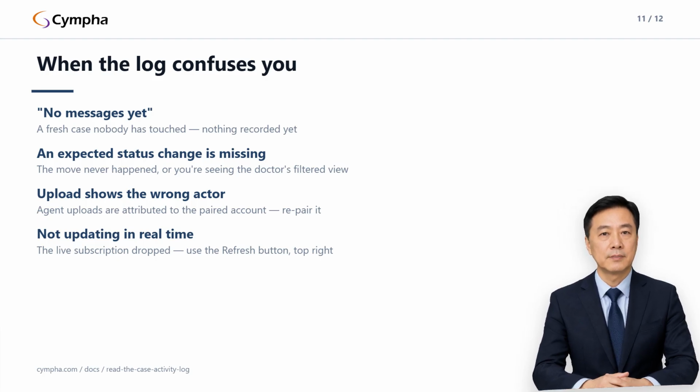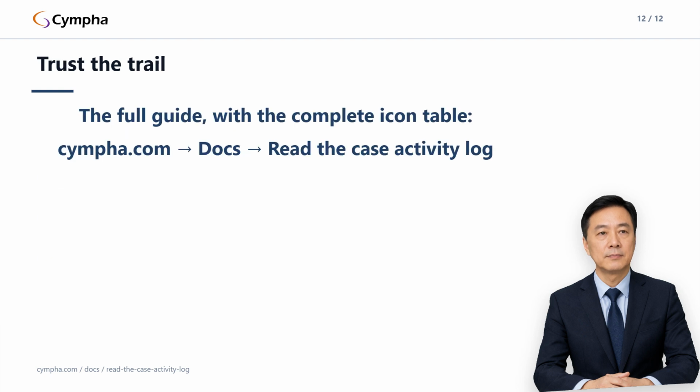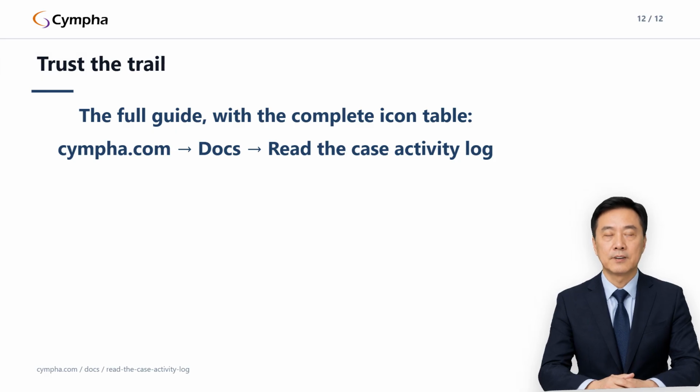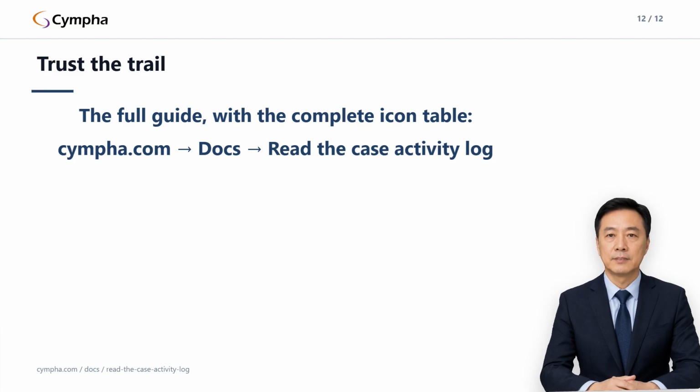So that's the activity log. Always on the case, always in order, never rewritten. Read it top to bottom when you want the story. Scan by icon and color when you're hunting one event. Blue arrows for status changes, upload icons for files, mail and green-eye badges for what the customer was told. Remember that the doctor and the lab are reading two different views of the same trail, and that agent uploads carry a workstation name when you need to trace a machine. Once a team learns to trust the log, most who did what conversations simply stop happening because the answer is already on the page and nobody can quietly change it.